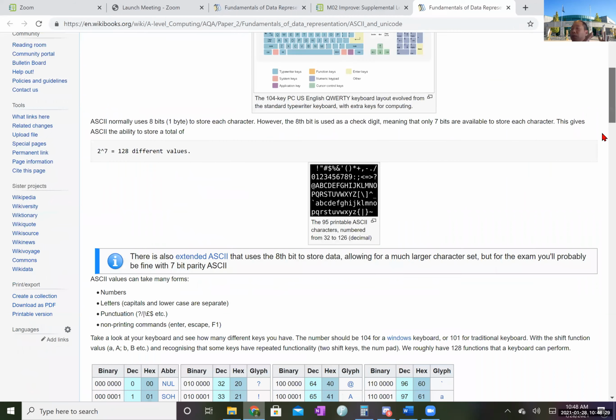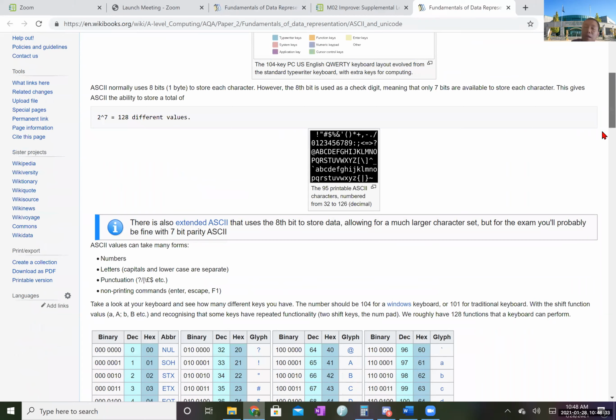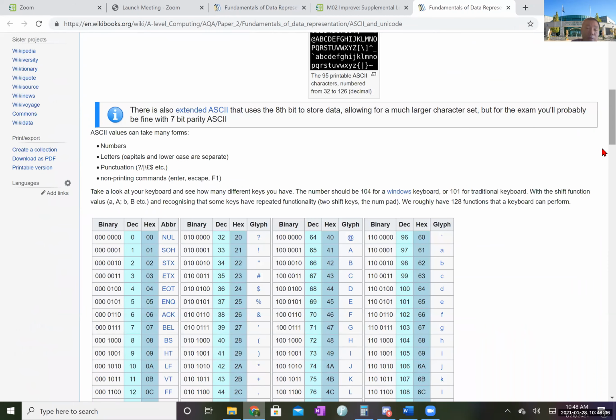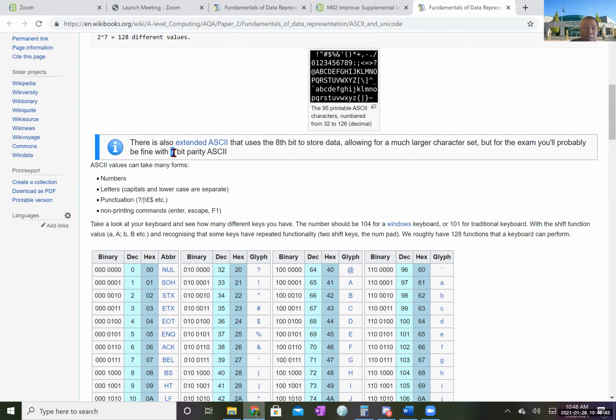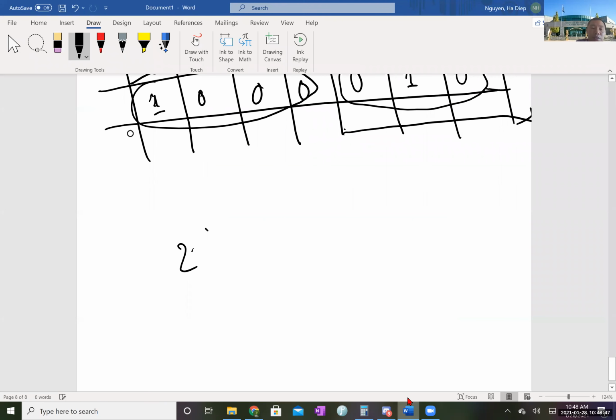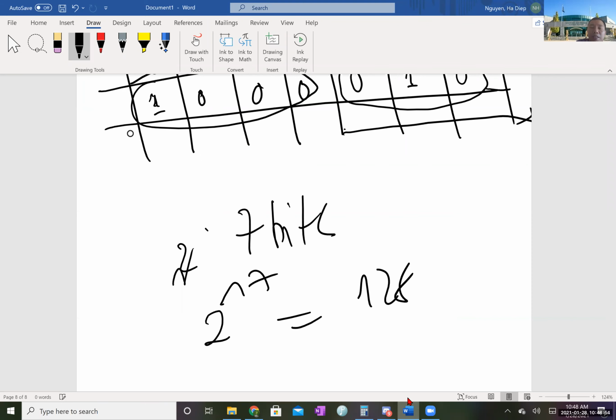In the ASCII code, each character is converted to binary so the computer will understand what it is. Normally, standard ASCII uses 7 bits. So you have 2 raised to 7, which gives you 128 characters.